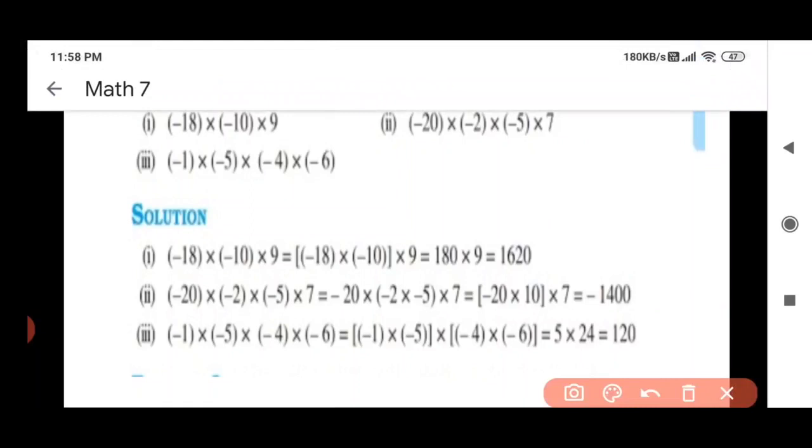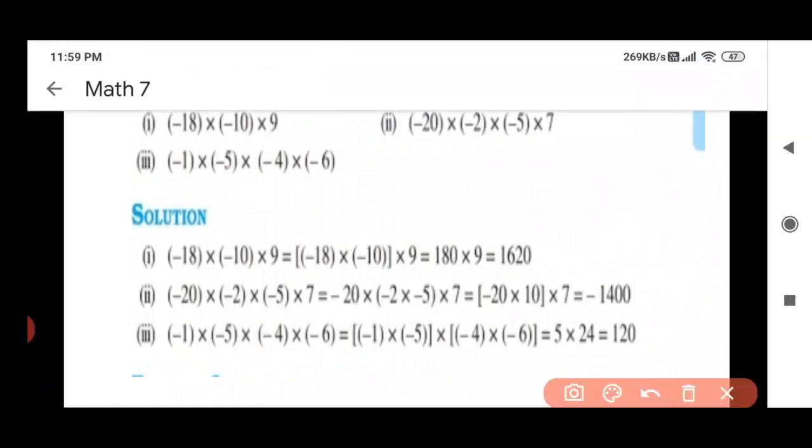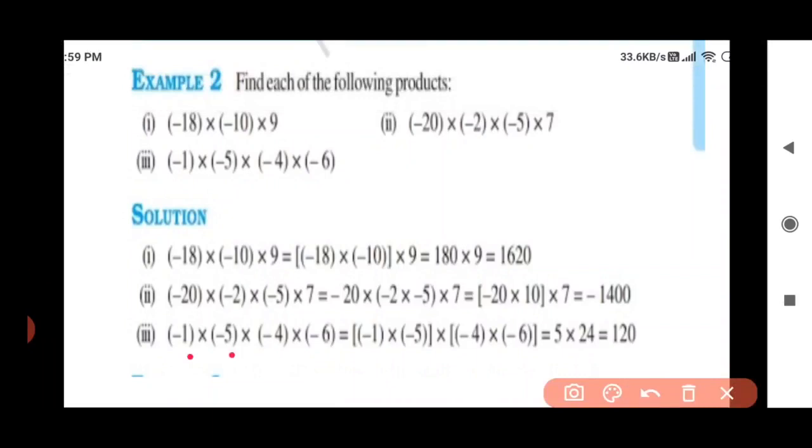Third one. Minus 1, minus 5, minus 4, minus 6. See, all the numbers are negative. So use the rule of product of negative integers. If you have 4 negative numbers, the answer will be positive. 3 negative numbers means you get a negative integer. 2 negative integers means you get a positive integer. So let us check. Minus 1 into minus 5 is 5. Minus 6 into minus 4 is 24. So 24 into 5 is 120.